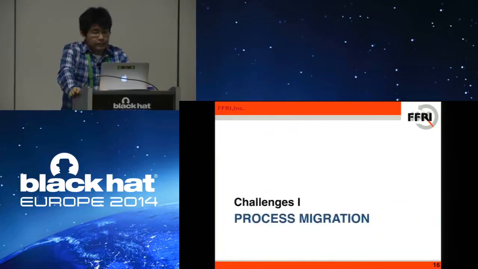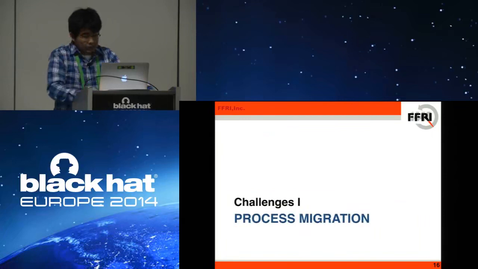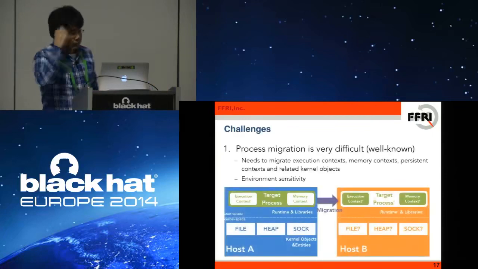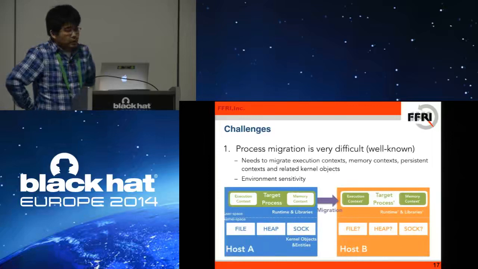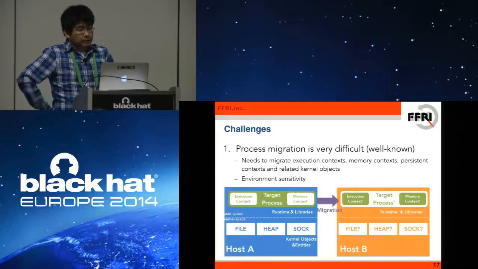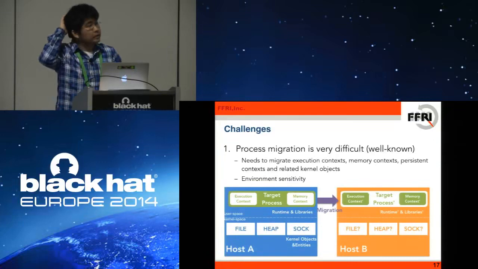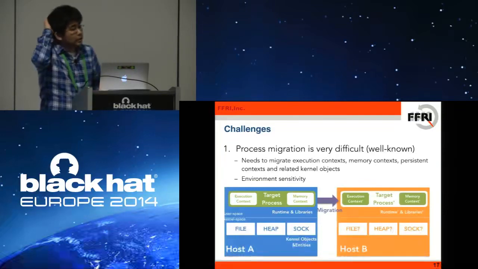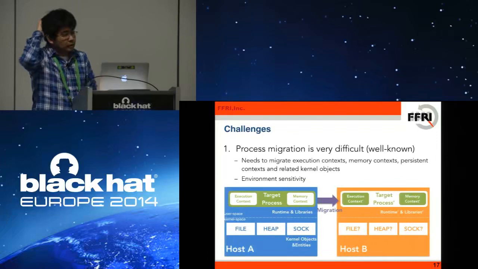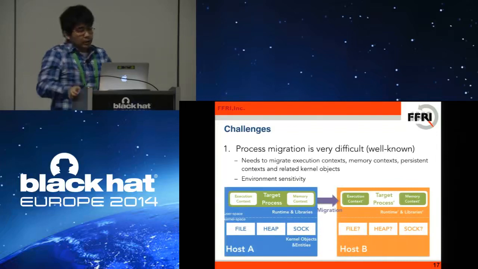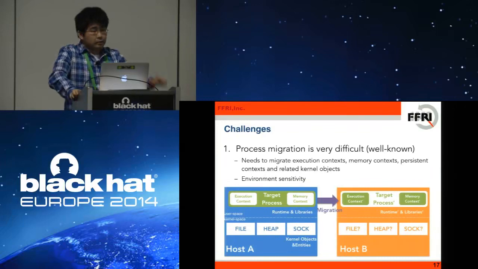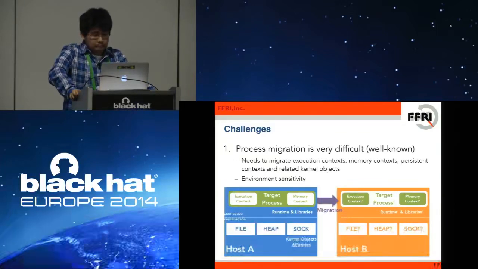So next, I want to talk about process migration. Process migration is really hard. Why? Because it has to migrate the process along with execution contexts, memory contexts, persistent contexts, and related kernel objects. And execution environment sensitivity is also a big problem in process migration.